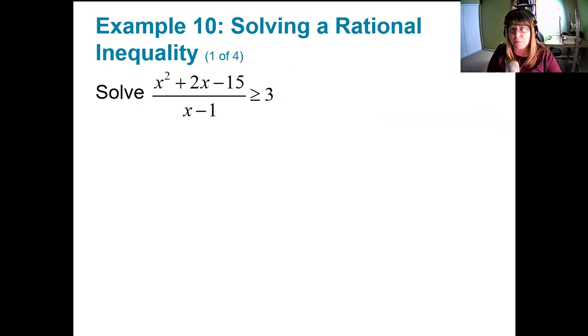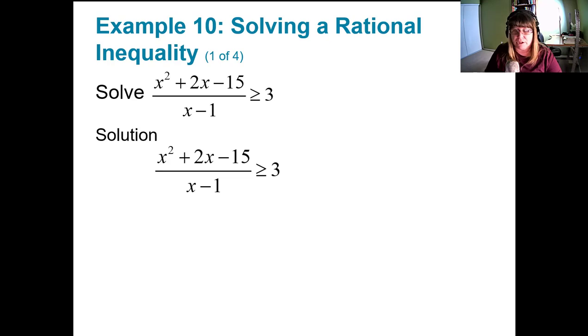Let's take a look at our point technique when we have a rational inequality. A fraction on one side just looks to be a mess, but just hang in there. We're going to use those same steps to solve this inequality. First step, I need to set this equal to 0, so I need to move this 3 over to the left-hand side by subtracting 3 from both sides.